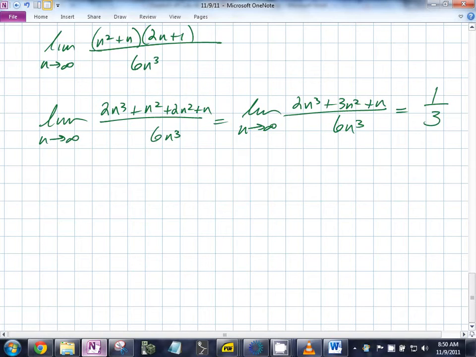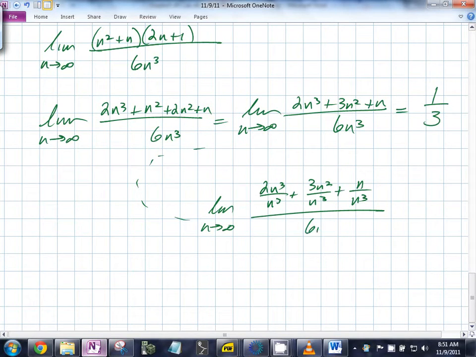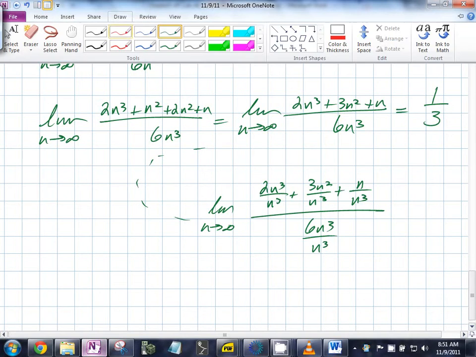The proper way to look at this, if you want the longer way of doing it, is the limit as n goes to infinity of 2n cubed over n cubed plus 3n squared over n cubed plus n over n cubed, all over 6n cubed over n cubed. What did I do? I just divided everything by n cubed. What happens? This goes away, that's gone, that goes away. This turns into n squared, and this goes away. So what are you left with?